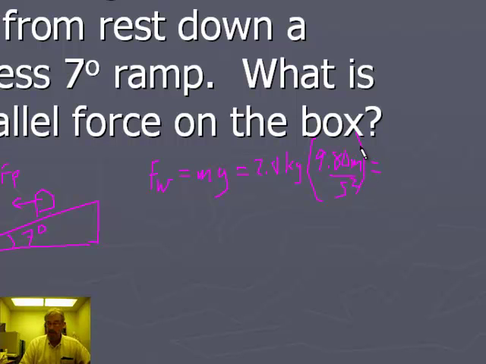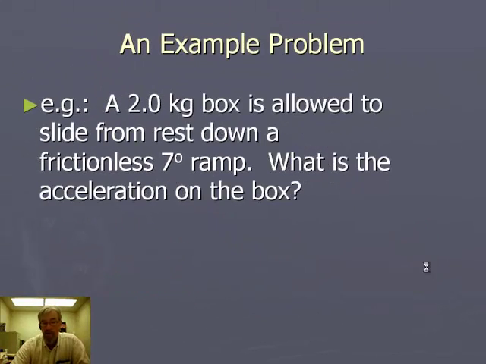Now, if I figure out what that is, then 19.6 newtons. That's the weight. But we know from our toolbox, from the last derivation that we had there, that the parallel force is going to be equal to that weight times the sine of our angle, which in this case is a 7-degree angle. So our parallel force in this problem is going to be 19.6 newtons times the sine of 7 degrees. And that comes out to 2.4 newtons. Now from there, you could find the acceleration down the ramp. And that's what this question is asking.